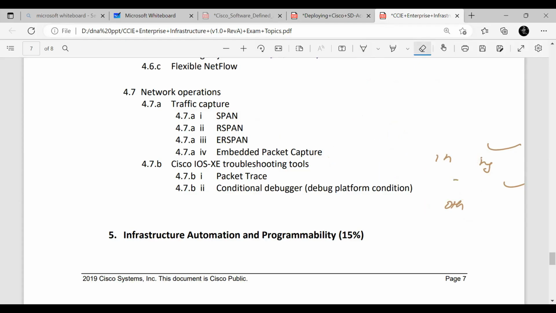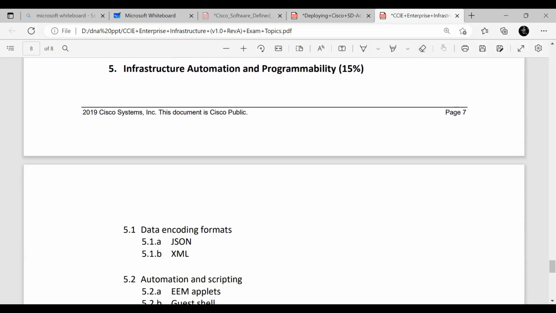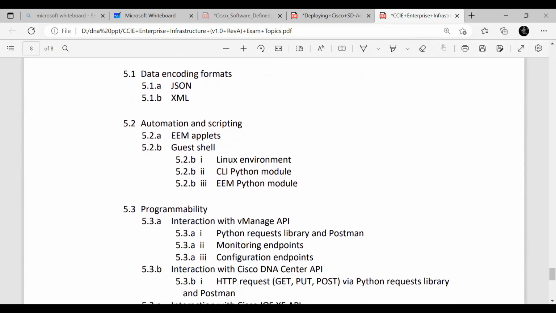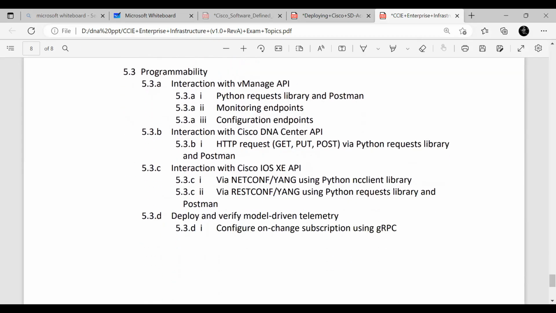Okay. Then we have infrastructure automation and programmability. Data encoding formats: JSON, XML. Okay. Automation and scripting. Programmability.